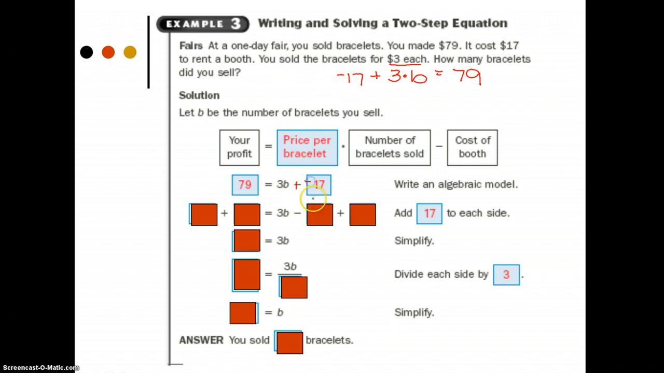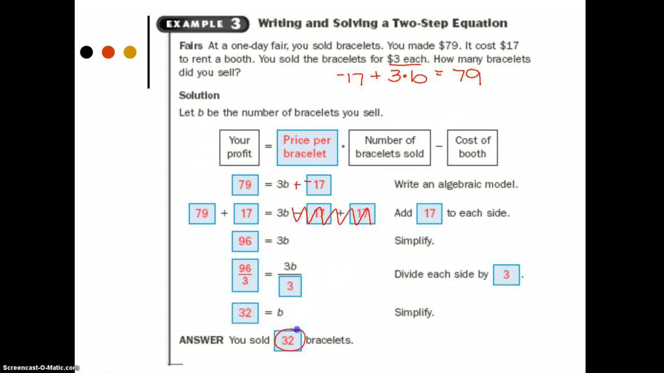Two-step problem, we add the opposite. That means negative 17 to clear it. That's the constant. We add positive 17 to both sides. 17s cancel. 79 plus 17 is 96. Divide each side by 3. 96 divided by 3, use your calculator if you need to, 32. You sold 32 bracelets, and you can go back and check if they're $3 each. 3 times 32 is 96. Then subtract the $17 it took to set up the booth, and that is $79.